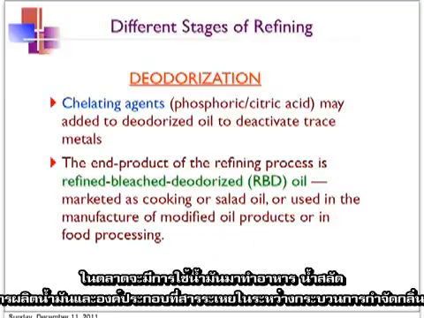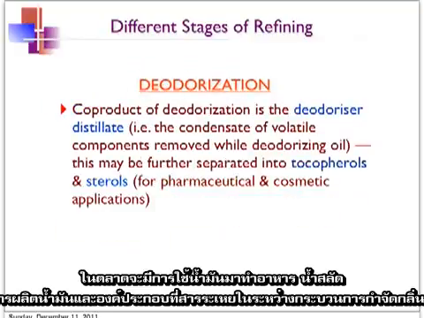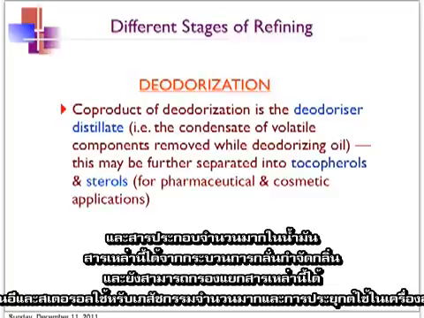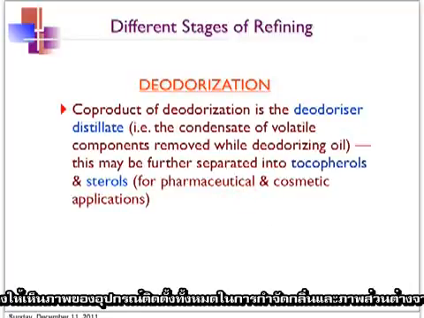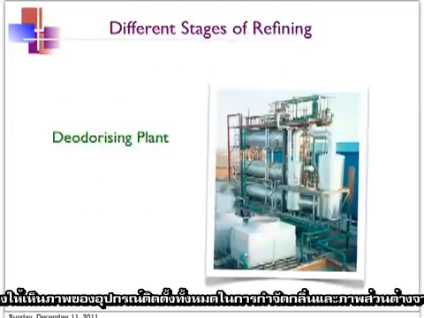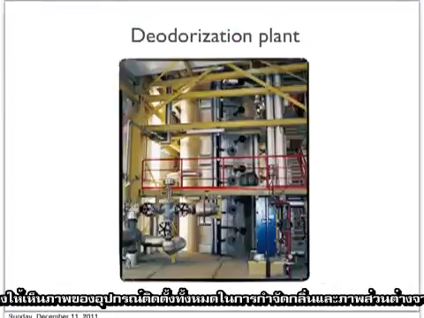And the volatile components during the deodorization process are removed as condensate, and this actually contains various compounds, and is called deodorizer distillate, and this can be further separated into tocopherol and sterols for various applications in pharmaceutical and cosmetic applications. Okay, in this slide it just shows a picture of the deodorizing plant, and another one here showing the deodorizing plant from inside the factory.